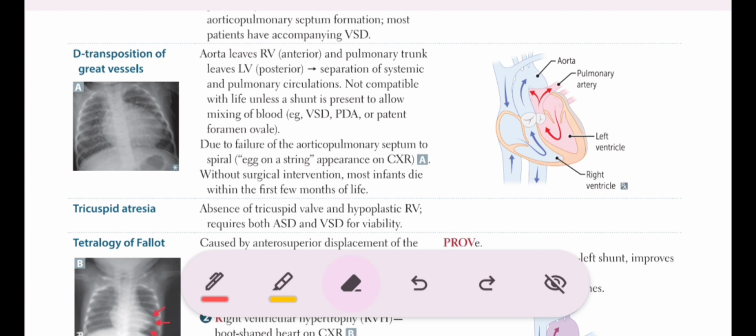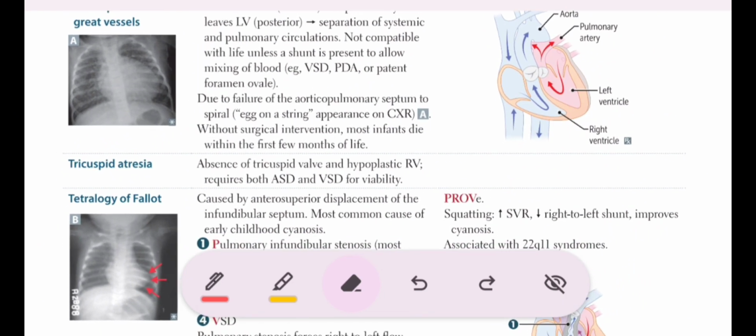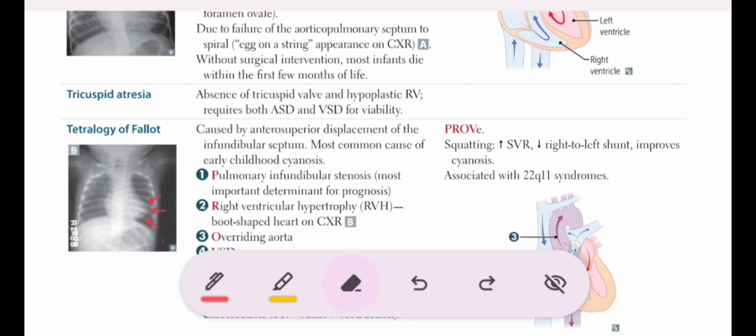It is also due to failure of the aortopulmonary septum to spiral, and therefore we get an egg-on-a-string appearance in chest X-ray, which is a characteristic finding of the transposition of blood vessels. Without surgical intervention, most infants die within the first few months of life.